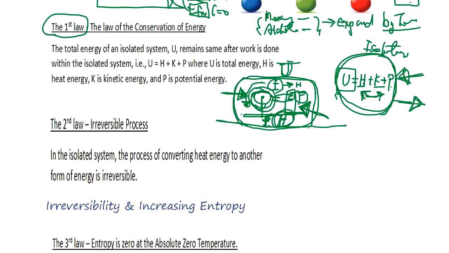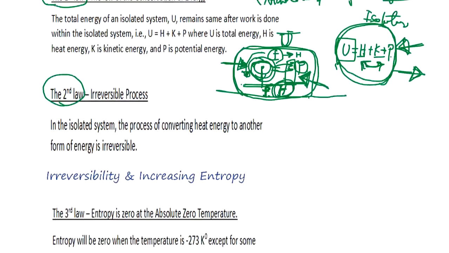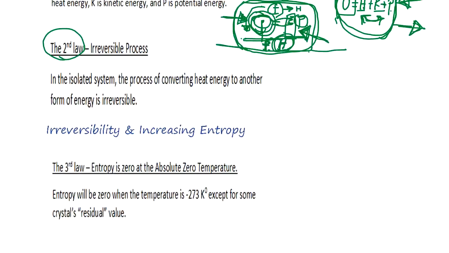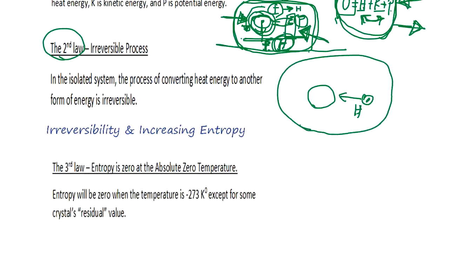Okay. Now, the second law, the irreversible process. This is a very interesting subject in thermodynamics. What is irreversible? Suppose a balloon, and you give it heat, right? The heat source is here, and this is an isolated area. You give heat, the balloon expands. That means kinetic energy increased, right?